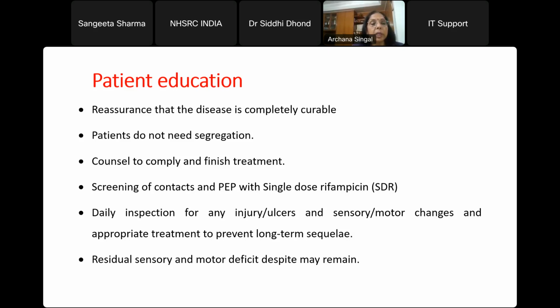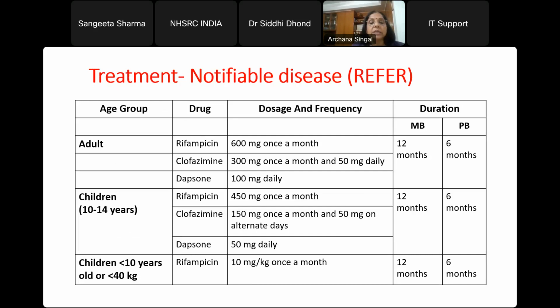It is very important to screen the family contacts because these days single dose rifampicin is given to all the family contacts. We ask the patient to inspect their hands and feet because they are anesthetic and for any ulcer, and residual sensory and motor deficit may remain. So we have to tell patient that they have to take treatment early and complete the treatment. Next. So this is the rifampicin. If it's paucibacillary, less disease, localized disease, for 6 months. If it is multibacillary or extensive disease, for 12 months. But reactional episode can happen, which can be treated only by the dermatologist or skin specialist.